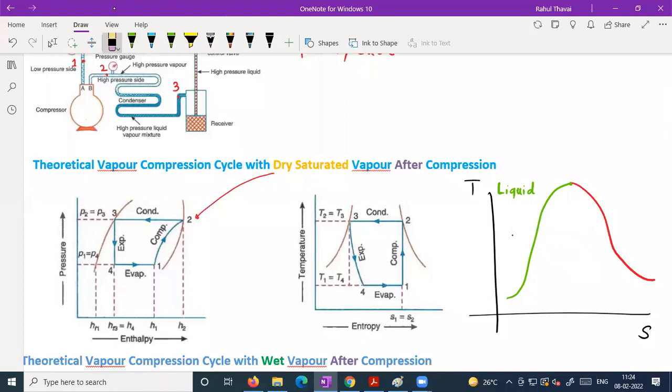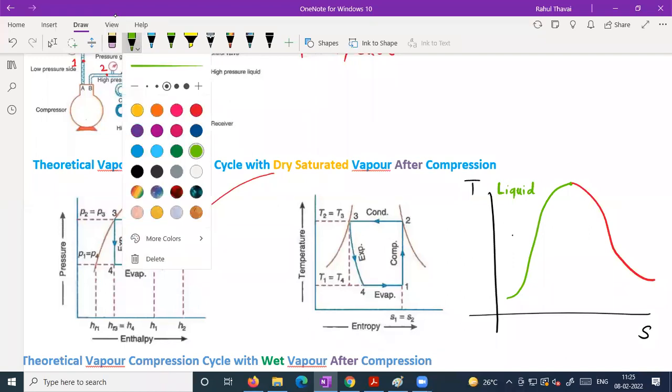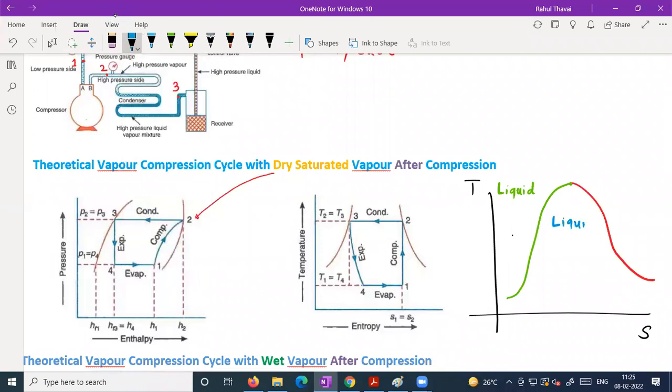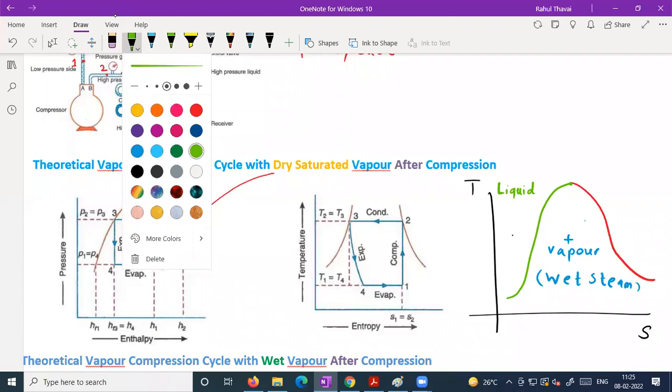I'll show that with a different color. That's why that liquid gets converted into liquid plus vapor, and this is called wet steam. Liquid plus vapor is nothing but wet steam. I repeat, when you heat the liquid, it gets converted into vapor, but whatever vapor is formed contains some moisture particles. If you're getting confused with the word liquid, I will just write it down here as moisture.